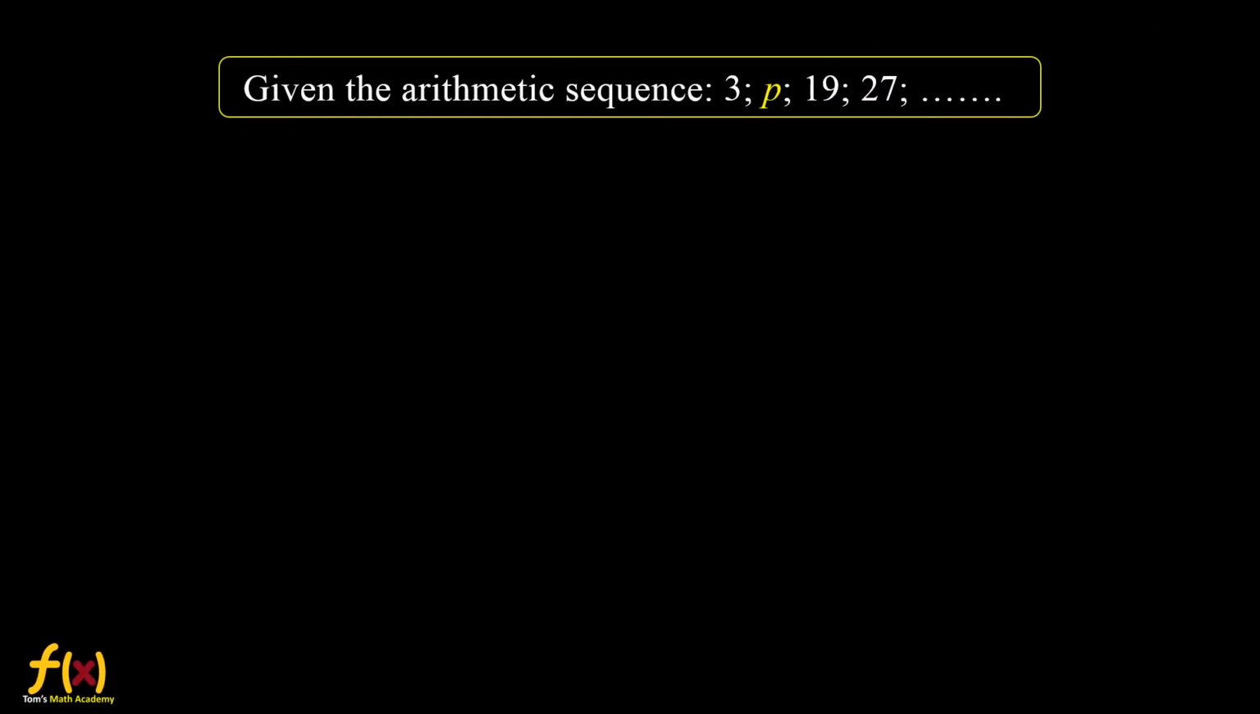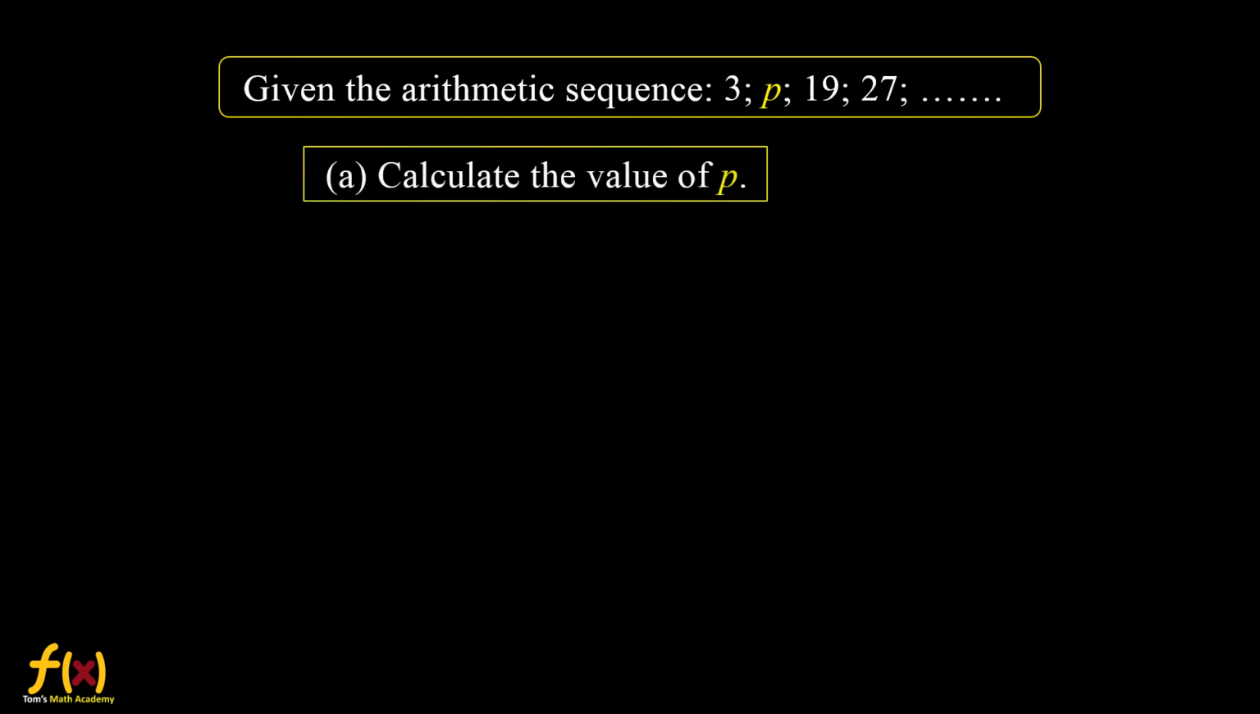Given the arithmetic sequence 3, p, 19, 27, etc. Question A. Calculate the value of p. This is an arithmetic sequence, so we know that t2 minus t1 must be equal to t3 minus t2, the common difference. So we substitute: p minus 3 must be equal to 19 minus p. Solving for p, we get p equal to 11.